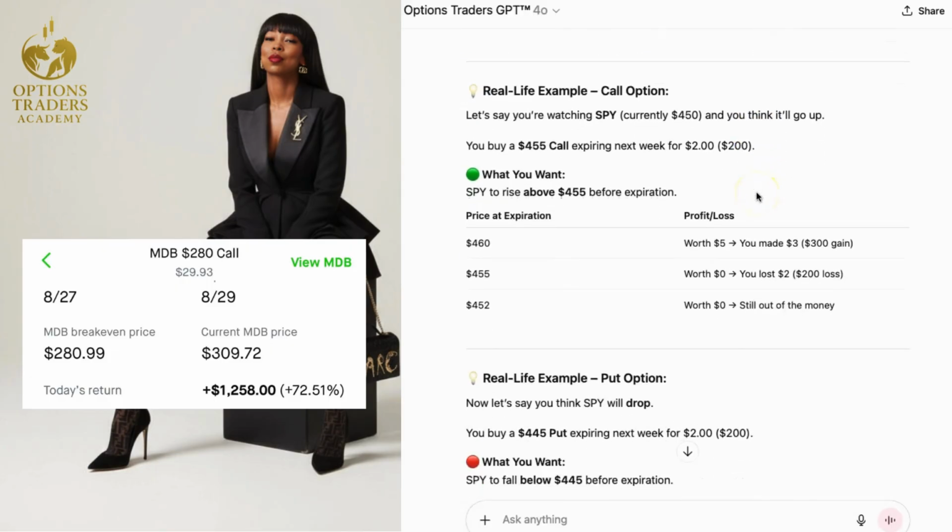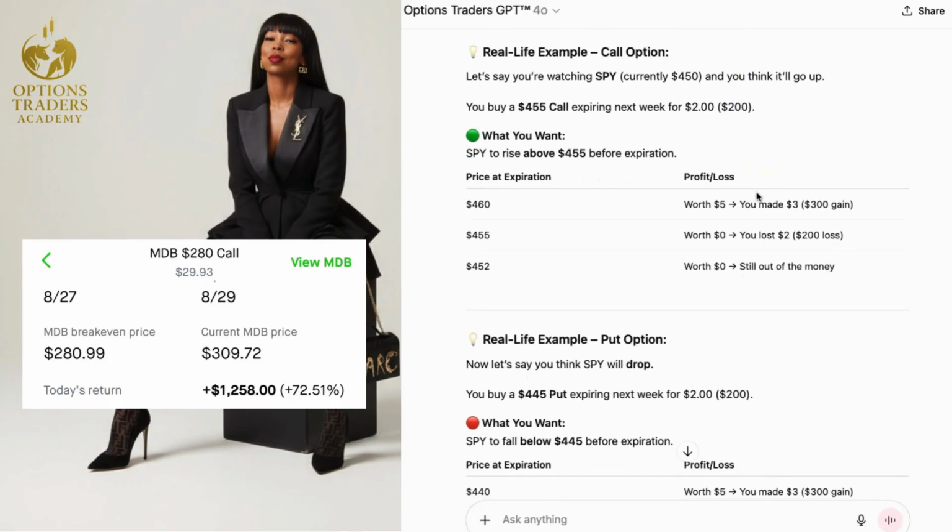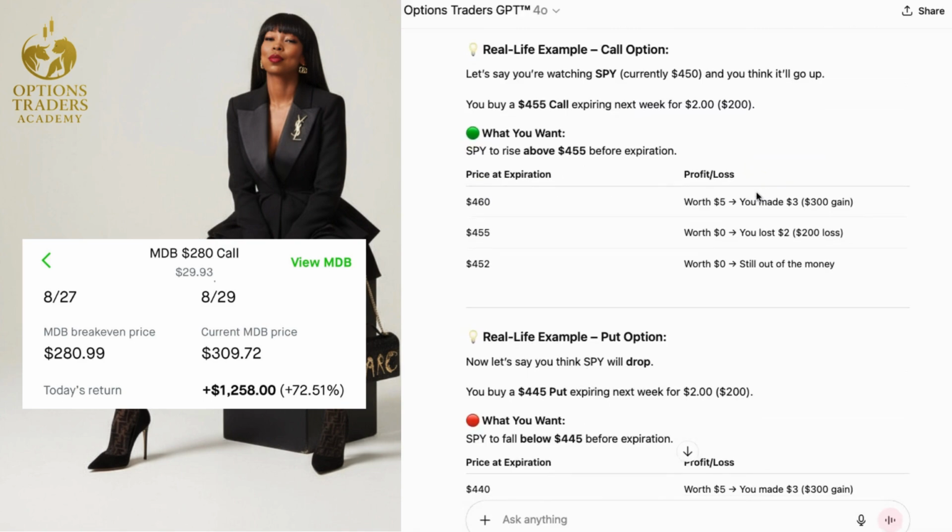Now, here's an example for a call option. Let's say you're watching SPY. It is not currently at 450. This is just an example. We are way past that. But say it's currently at 450, and you think it'll go up. So you buy a 455 call expiring next week for, it looks like $2, but that's actually $200.